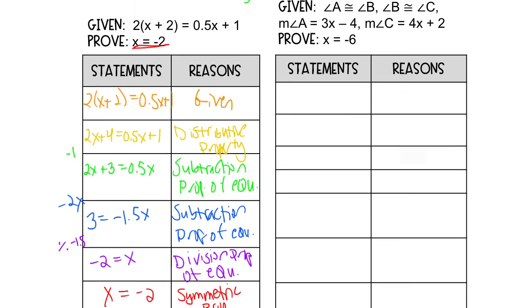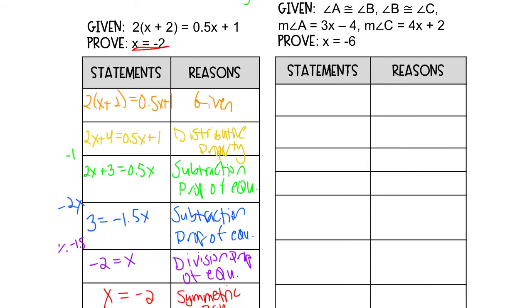All right, last one, geometric proof. We're given angle A is congruent to angle B, and angle B is congruent to angle C. The measure of angle A is 3x minus 4. And the measure of angle C is 4x plus 2. With a lot to fit in that little bitty space.